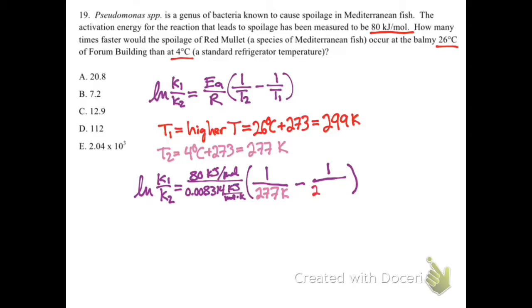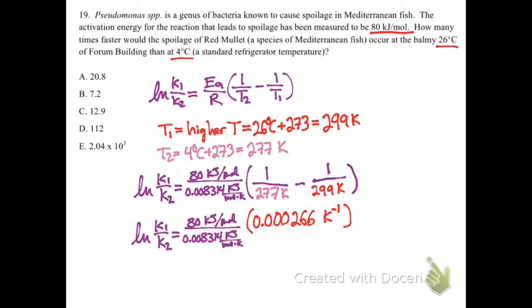And now, my second biggest recommendation for this is do not be a calculator superhero. Don't try to do this all in one fell swoop. First thing I like to do is get rid of the stuff in the parentheses over here. So I'm going to do 1 divided by 277 K minus 1 divided by 299 K. So that equals 0.000266 Kelvin to the negative 1. Cool. We haven't done anything else here, so I'm just going to keep everything else consistent.